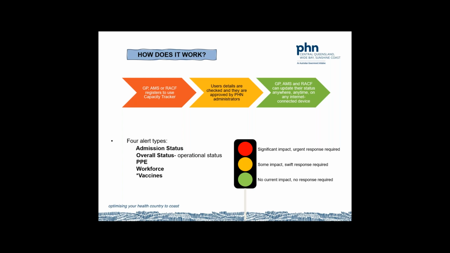So if it's green, there's no current issues impacting and there's no response required, but if an amber or red button is clicked, an alert is actually sent to our PHN so that we're able to follow up with the residential aged care facility or general practice and see what support we are able to offer.